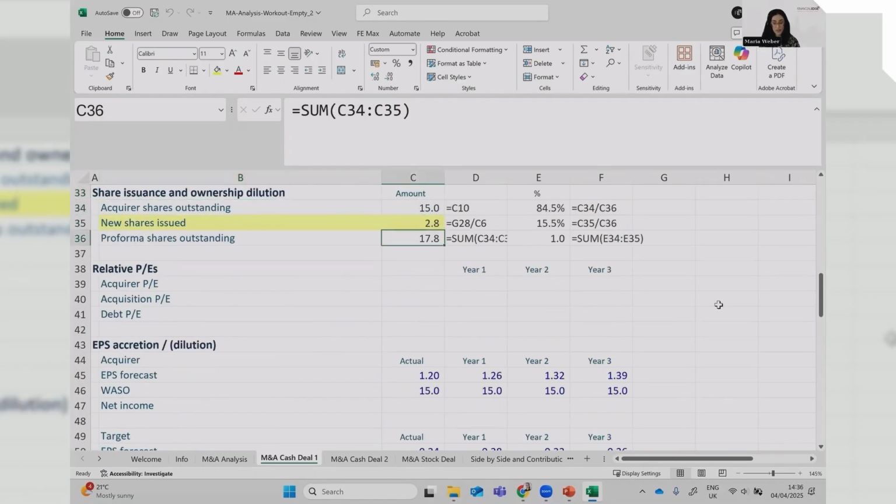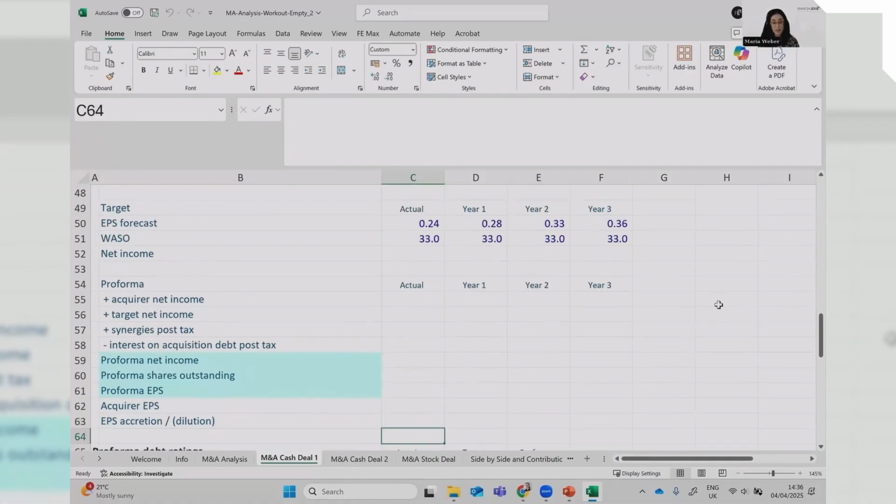We just worked out over here, I'm looking at this from the buyer's perspective. So say in this case, J.M. Smucker buying Hostess Brands. After the deal, once they've paid for everything, they're issuing 2.8 million more new shares. They're going to have 17.8 million shares outstanding in total. So that's the pro forma shares outstanding, the 17.8.